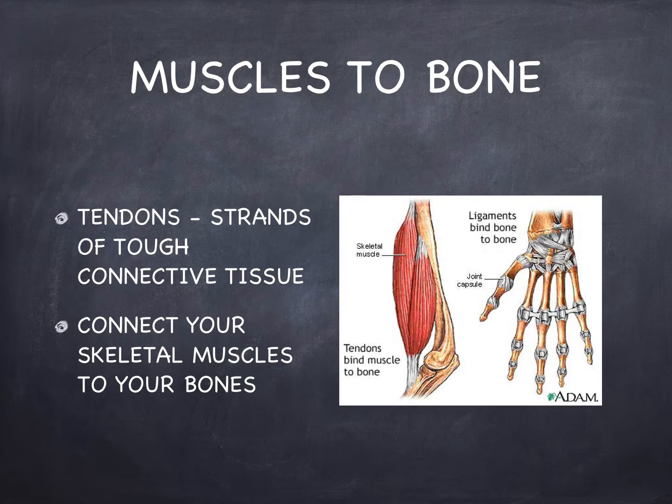Your muscles are actually connected to your bones with a really tough connective tissue, kind of like a really strong elastic band called tendons. These are what connect your skeletal muscles to your bones. Now, don't be confused. Ligaments are what join or bind your bone to bone, but tendons are what actually bind your muscle to your bone.